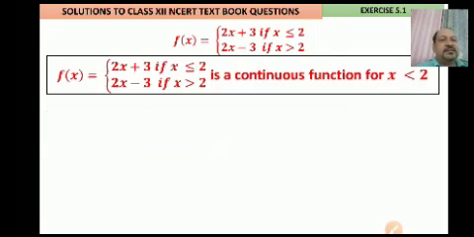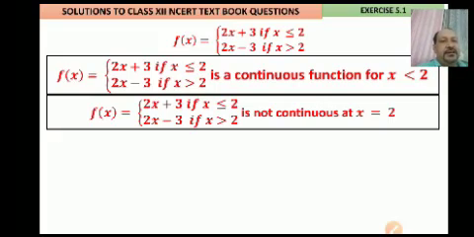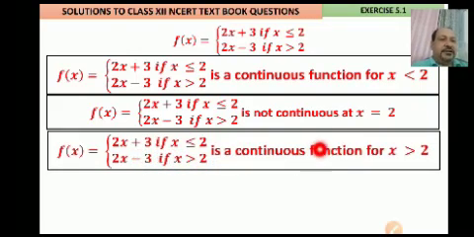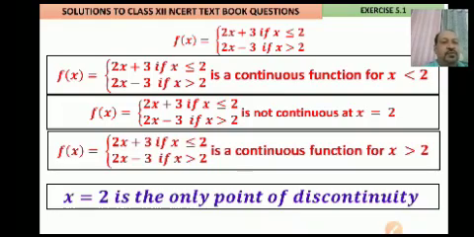f of x is a continuous function for x less than 2, and f of x is not continuous at x equal to 2, since in this condition the left hand limit and the right hand limit were different. f of x is continuous for x greater than 2. So x equal to 2 is the only point of discontinuity.